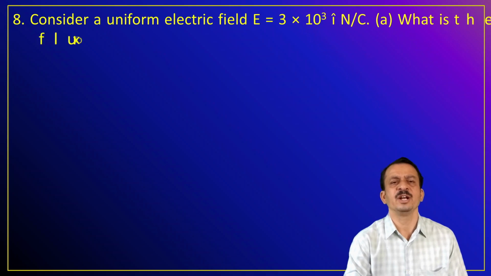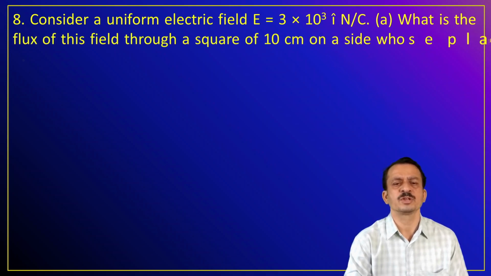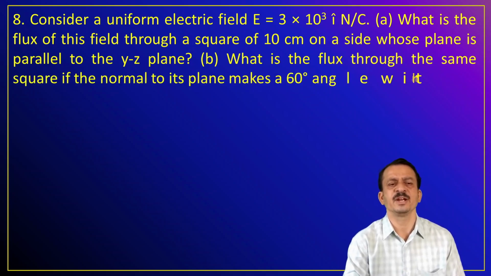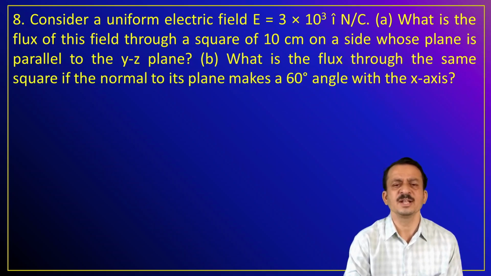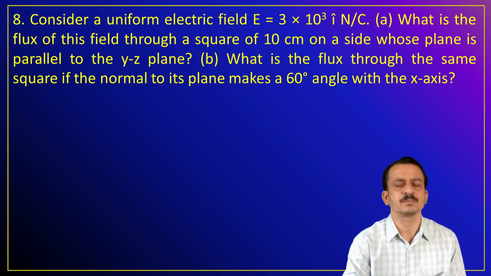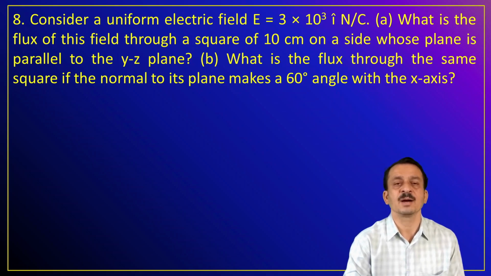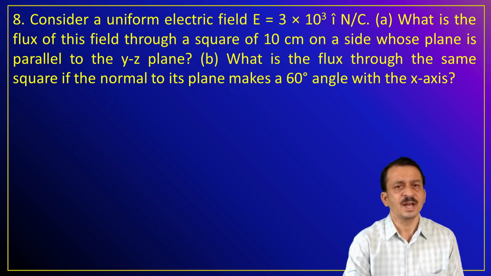Consider a uniform electric field E equal to 3 into 10 to the power of 3 i cap Newton per Coulomb. What is the flux of this field through a square of 10 centimeter on a side whose plane is parallel to the YZ plane? What is the flux through the same square if the normal to its plane makes an angle of 60 degree with the x-axis? Now they have given a uniform electric field 3 into 10 to the power of 3 i cap. i cap means the electric field is along the x-axis.